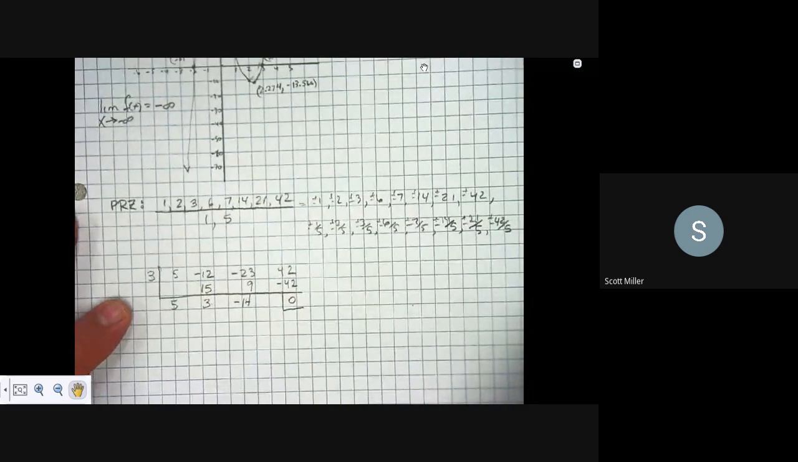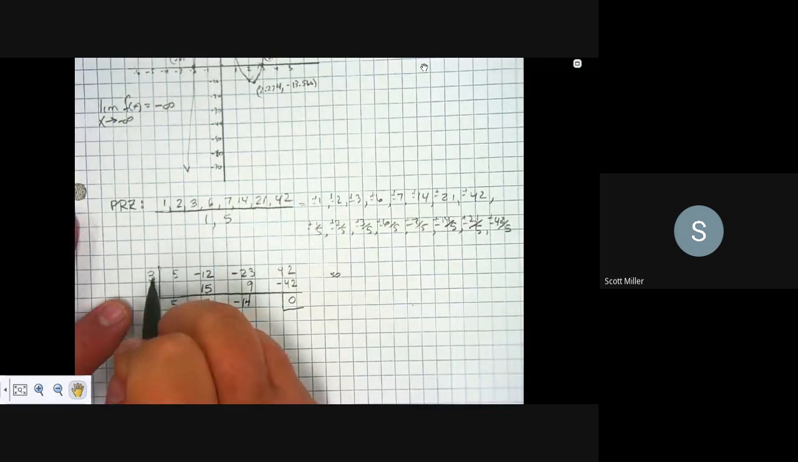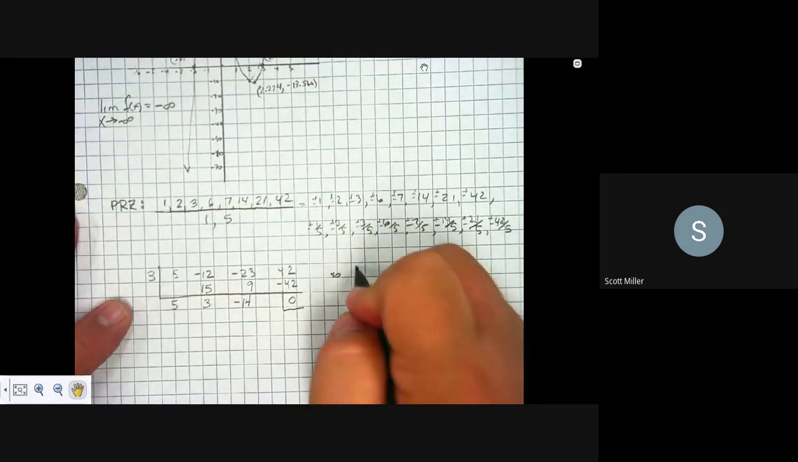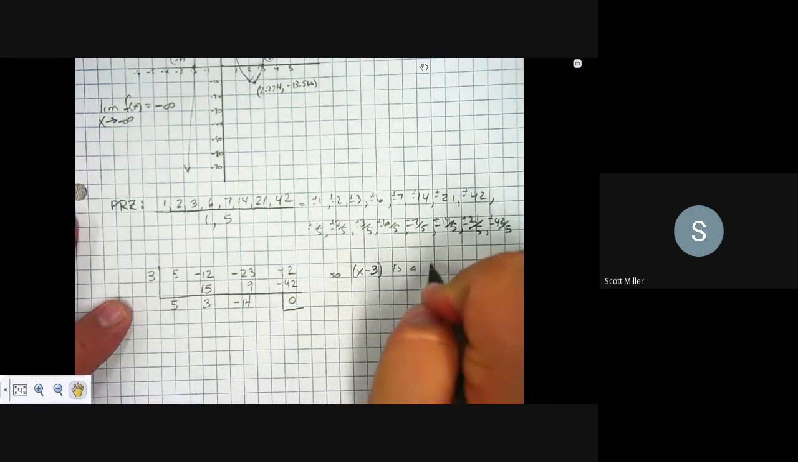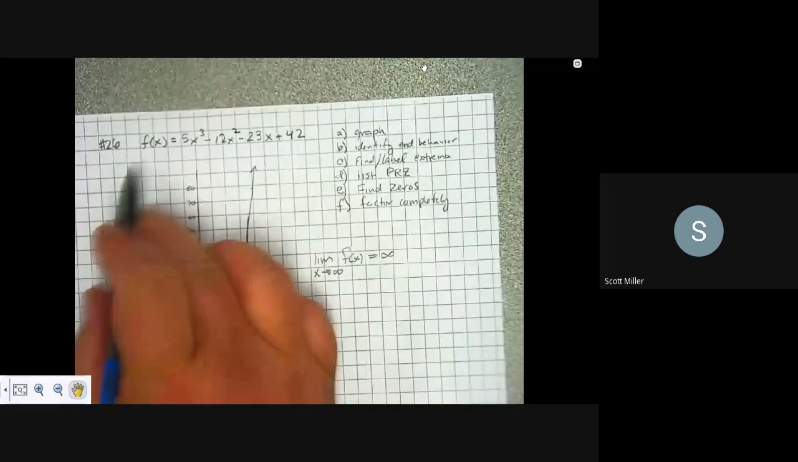So what does this mean? So I have now confirmed that that is indeed a 0. So x minus that 0 is a factor. And not only that, but you've actually factored this polynomial already.